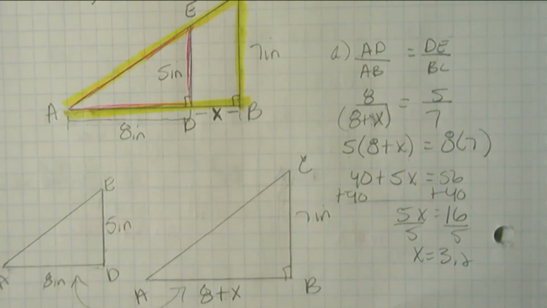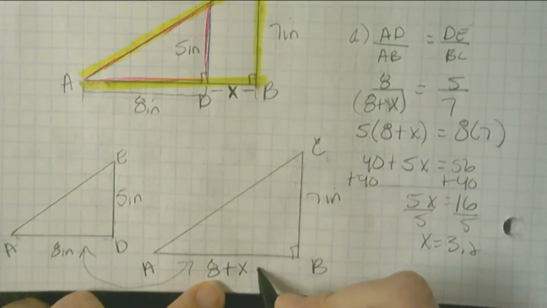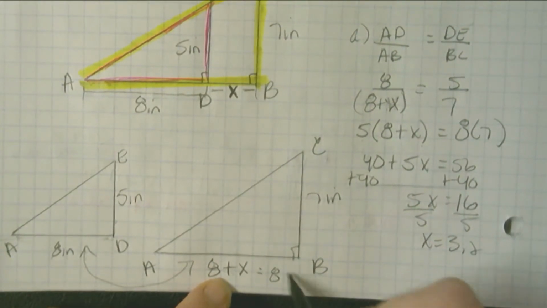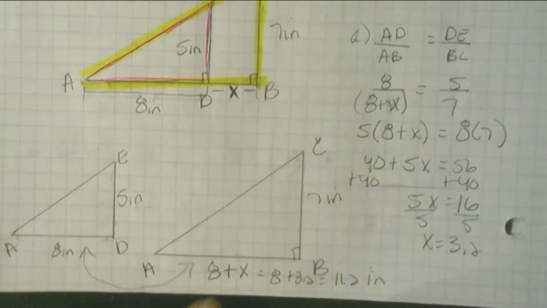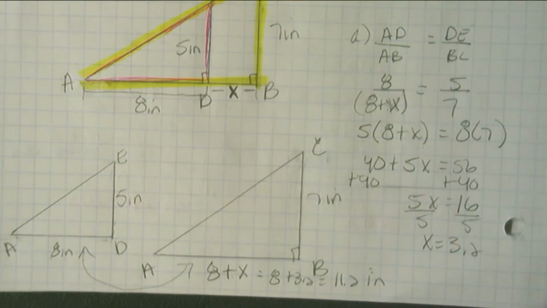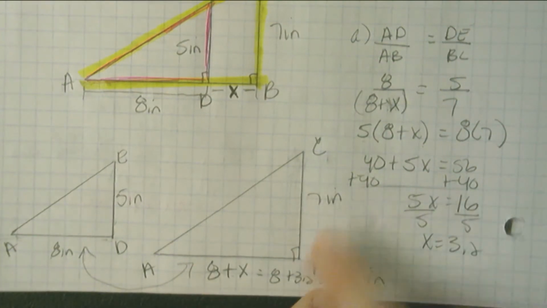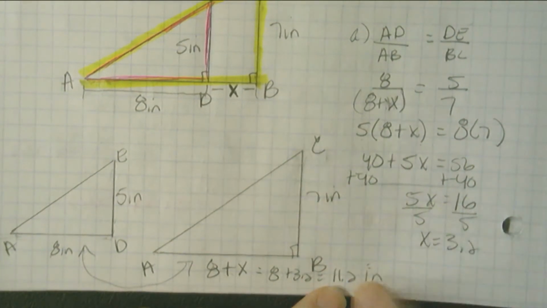How would I find the area of triangle ABC? For part C, they told us to find this. So that means I have 8 plus 3.2, which gives me 11.2 inches. How would I find the area? How am I going to find the area of ABC? Kate? Yep, I need to do 1/2 base times height. So I know my base, I know my height, I can use my formula.